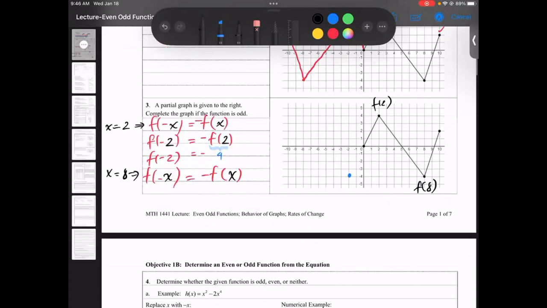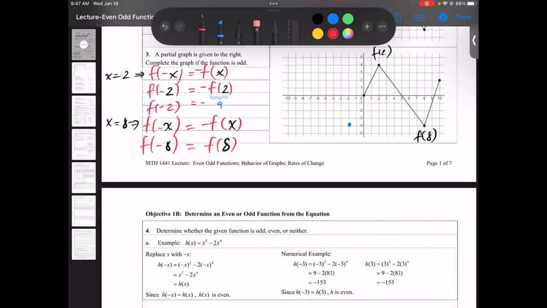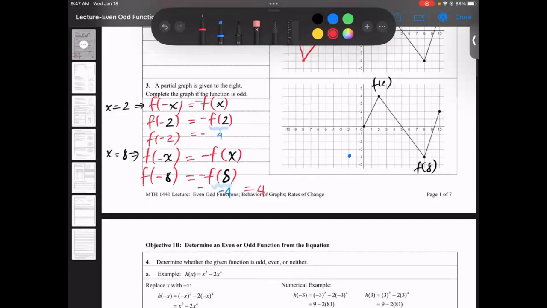Right. So f of, let me use red, f of negative 8 equals negative f of 8. What's f of 8? Negative 4. Oh, I'm sorry, f of 8 is negative 4. You're right. Put the negative there so you can see it. So f of 8 is negative 4, and then you bring down the negative, so it becomes positive 4. So f of negative 8 is positive 4. Over here.